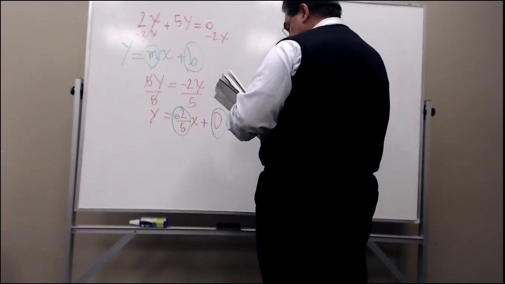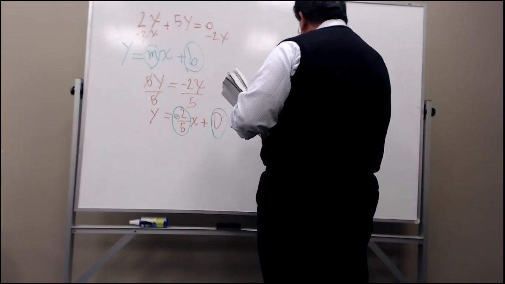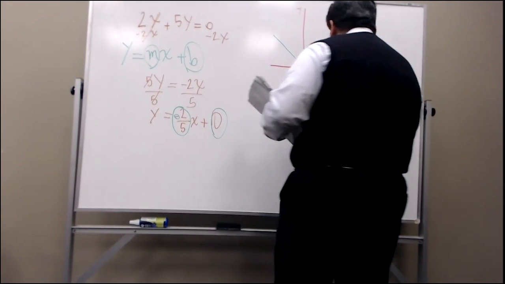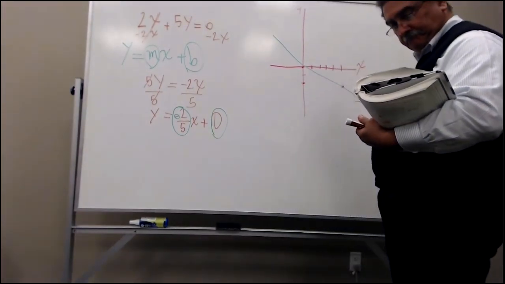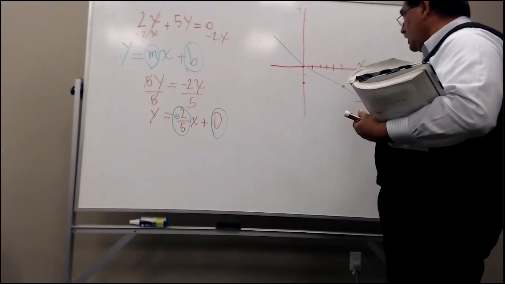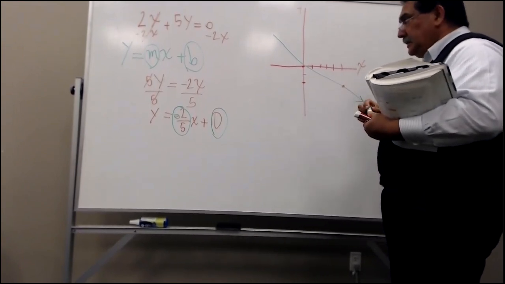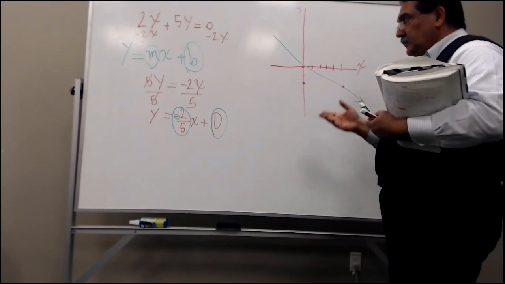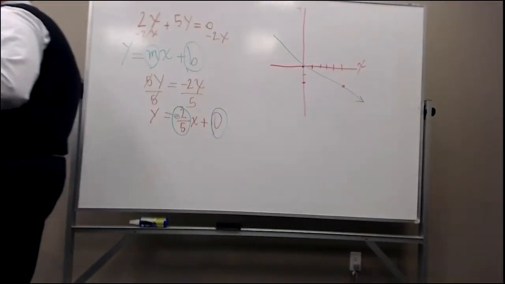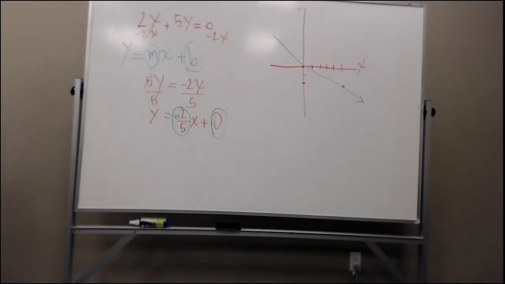So my line will look like this, going down. Okay? So you see, with that I could easily draw the line. I didn't need to put all different values for x and y, just the slope and y-intercept. Nice. Okay. All right.